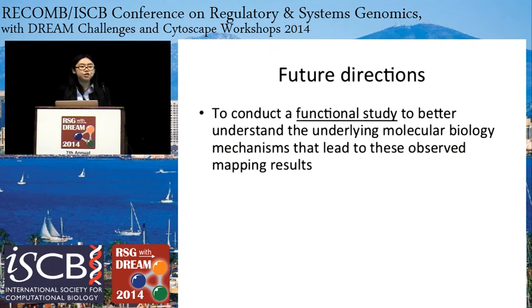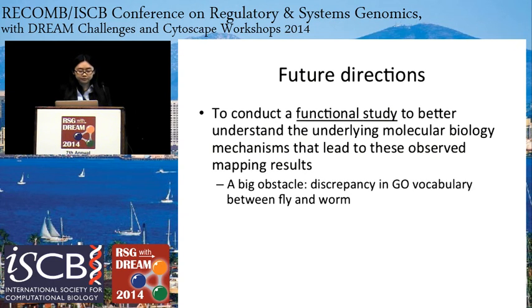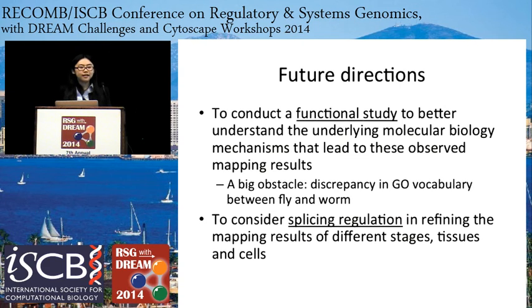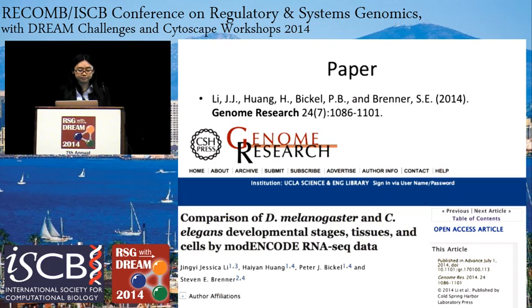Future directions, here I'm just listing two. There are actually a lot more things that can be done with this data. So first of all, it will be interesting to conduct a functional study to better understand the underlying molecular biology mechanism that leads to our findings. However, a big obstacle is that the two species are so different. So they have a very big discrepancy in their GO vocabulary. And the second thing is to consider splicing regulation in refining our mapping results, or possibly a network study can be involved. So this is our paper if you need more details.